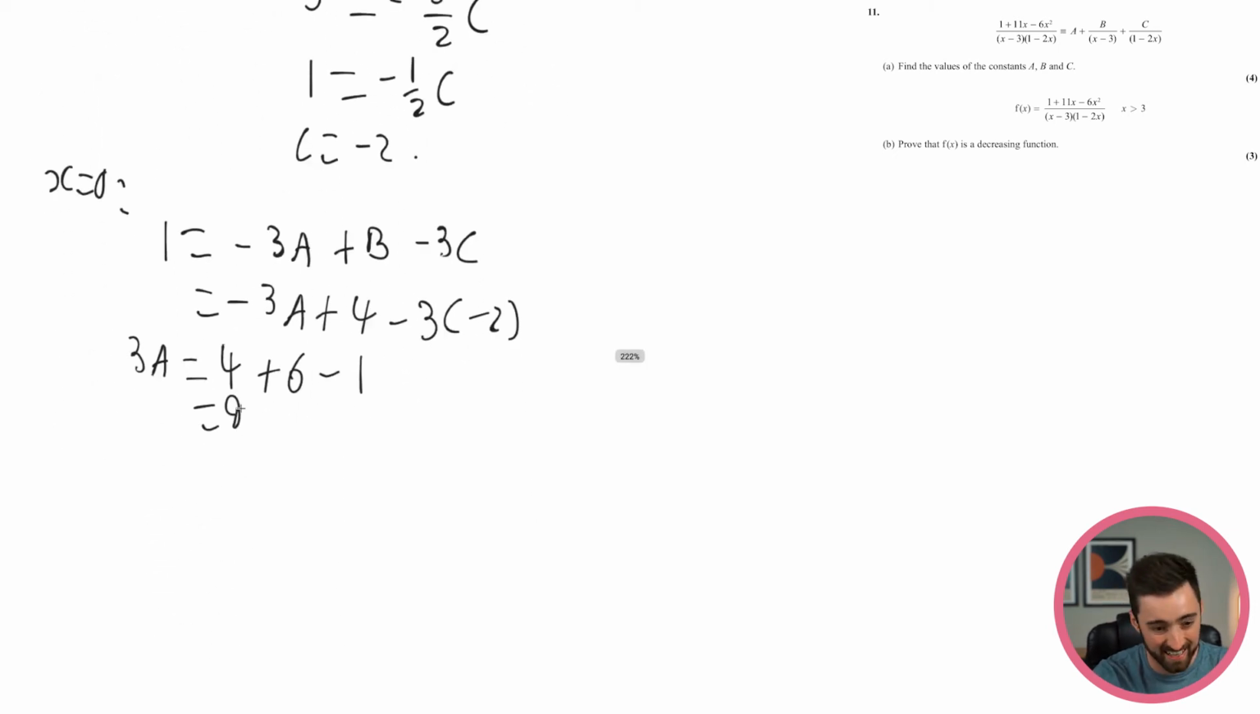Giving us, finally, a equals 9 over 3, which is 3, right? How many marks did I get for this? I got 4 marks. Okay, so it wasn't too difficult, but it is a bit long. I'll give you that. Okay. Whew. So I have done part A.